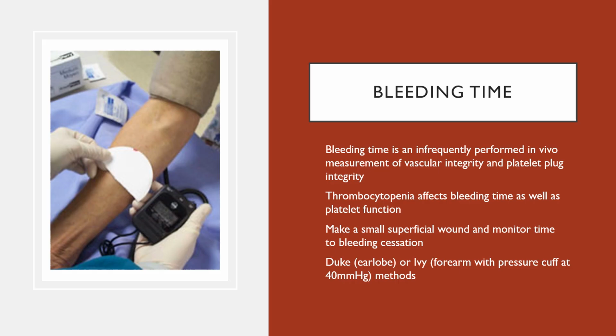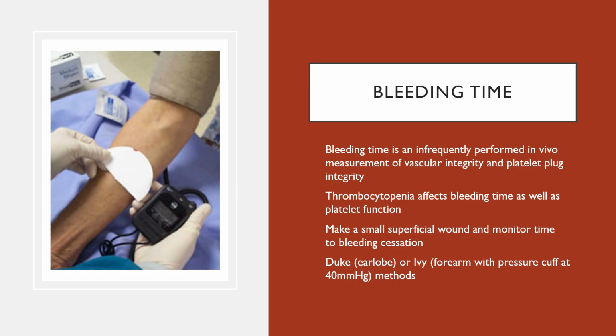Bleeding time is an infrequently performed test, like I said, and an in vivo measurement of vascular integrity and platelet plug integrity is really kind of the aim. We want to know how well you stop bleeding, how long it takes you to stop bleeding, etc. Now, thrombocytopenia can affect both the bleeding time as well as platelet function. So if we have too few platelets, they may be functioning all right, but there are just too few of them and we can't measure it appropriately because the number is abnormal.